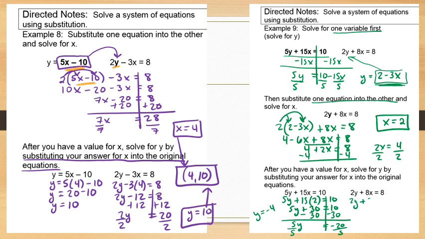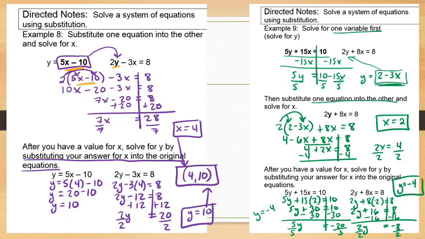2 times y plus 8 times 2 equals 8. And I have 2y plus 16 equals 8. I'm going to subtract 16 from each side. So I have 2y equals negative 8, and I'm going to divide both sides by 2. So y equals negative 8 divided by 2, which is negative 4. So I can feel confident, again, that I found the correct solution to the system of equations.